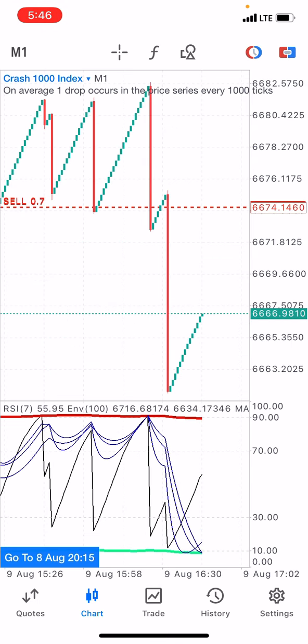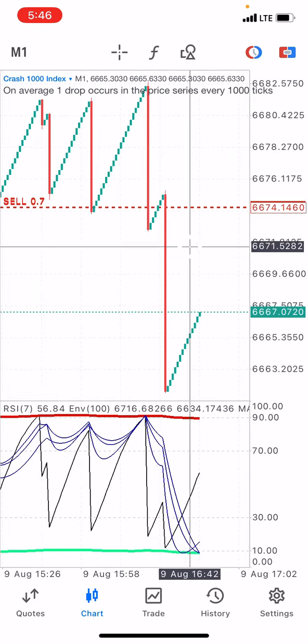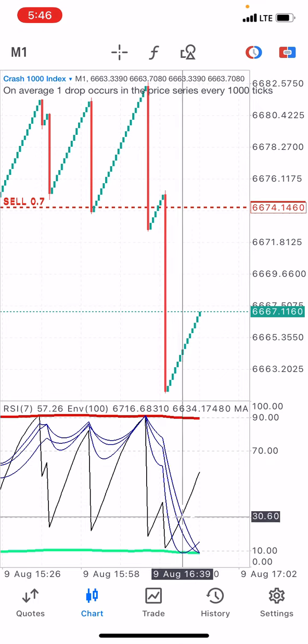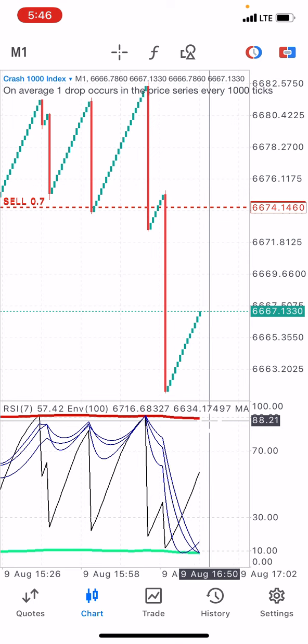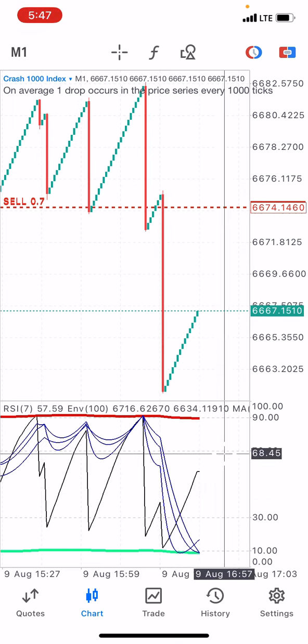You go to a lower time frame, like the 1 minute time frame, when you've already confirmed what is happening on the higher time frame. I'm expecting the spike soon. This is what will happen when the moving averages, the blue lines here, converge at this level. I'll be expecting a spike.